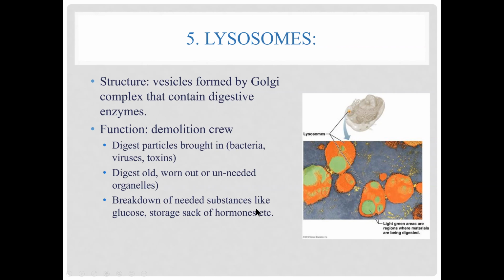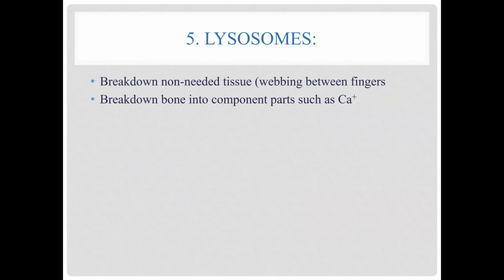They break down things as they come in or as they are processed and digest them, and we utilize what we can, and everything else gets extruded. And that's a lysosome, okay? Has a lot of very powerful enzymes. They're very small, obviously, but it has a lot of very powerful enzymes, okay? Break down non-needed tissue. The webbing between the fingers is broken down by the lysosomes. As we mature as a fetus before delivery, we have webbing. The webbing's broken down. Also, break down a bone into component parts for the calcium.